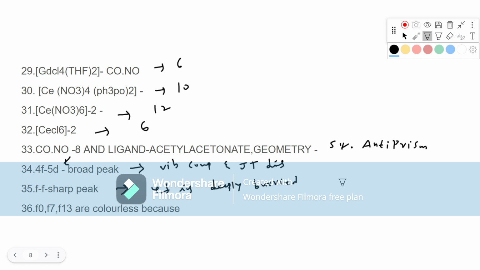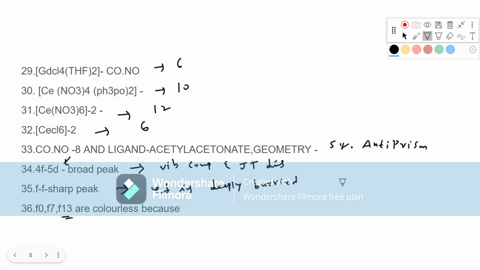Transition is not possible because this is empty, this is half filled, F14 is fully filled. So whenever transition is not possible, they are colorless. This is the first thing. Why is F13 colorless? F13 is colorless. Okay, so you have to remember this.